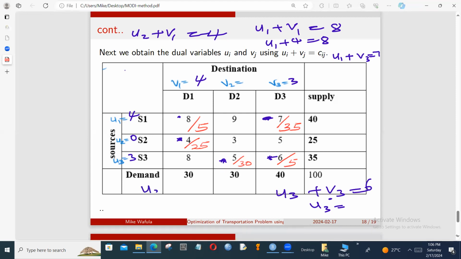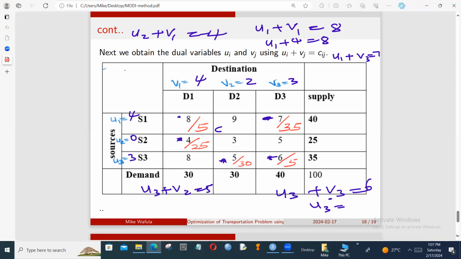You know that U3 plus V2 equals 5. So what is V2? 2. Yes, 2. That's correct. I hope all of us are getting these figures. Now we go ahead and calculate the opportunity cost associated with cells that have no allocation.